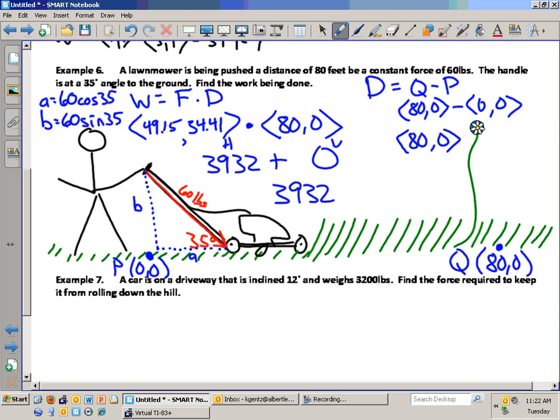We moved it a certain number of feet, and we applied pounds. So it's foot-pounds. That's the label for work. Foot-pounds. For those of you who are mechanics, similar to torque.